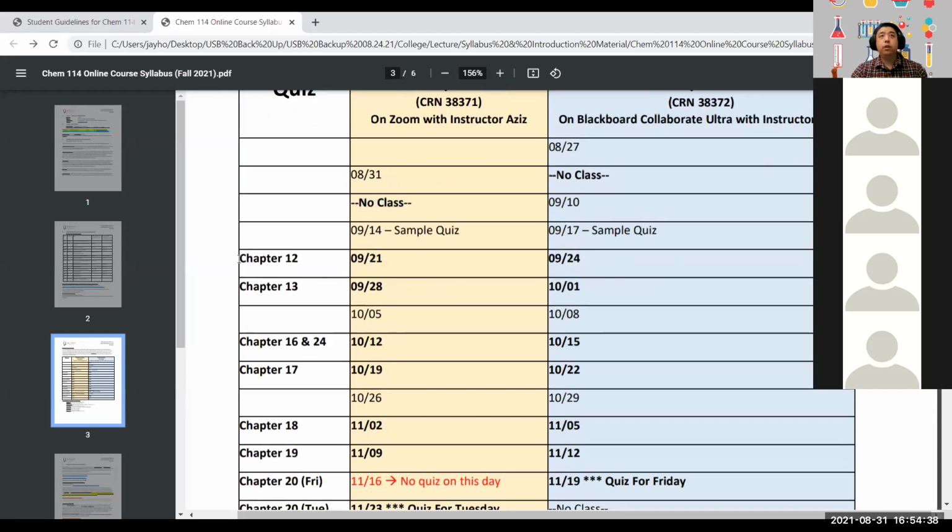And then the bolded ones are when your quiz is. So you know essentially every single day that you have something due. You know when your quizzes are due, you know when your homeworks are due. Anyone have any questions?